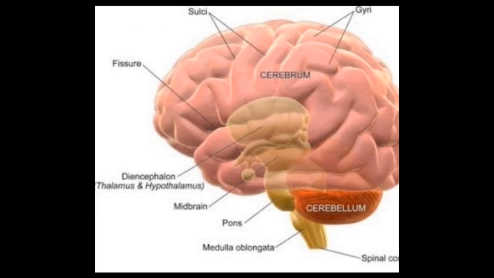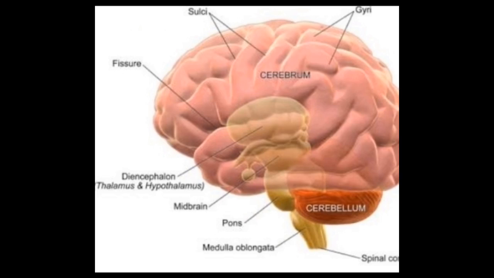So the number of patterns of these convolutions made by the grooves and the ridges in the cerebrum are associated with the degree of intelligence. Okay, so it is associated with intelligence. The inner region of the cerebrum consists of the white matter that has only the axons of the nerve cells.